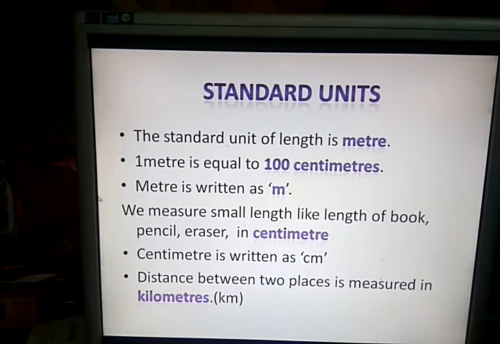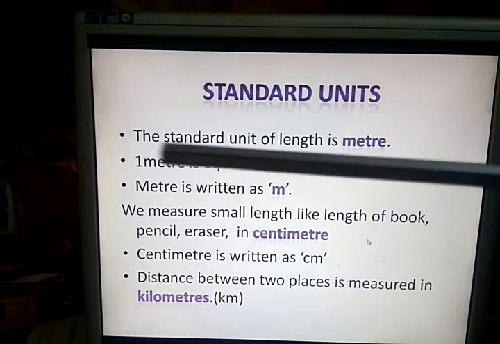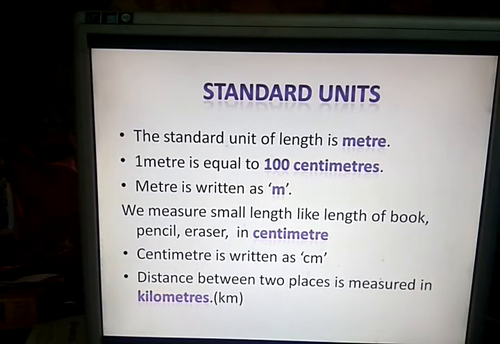But to measure small things or small lengths, like the length of a book or the length of a pencil, we use the centimeter. The length of a book, pencil, or eraser is measured in centimeters. Centimeter is written as cm. And you know 1 meter is equal to 100 centimeters.